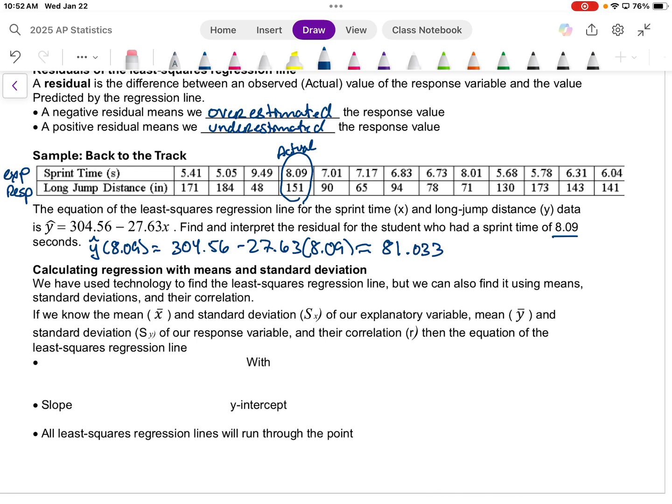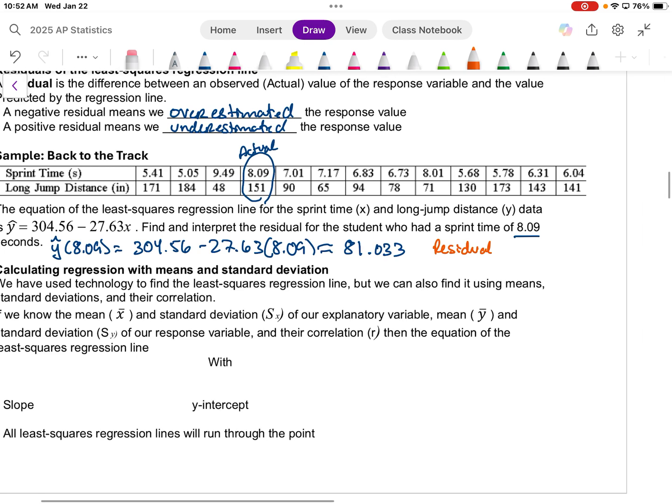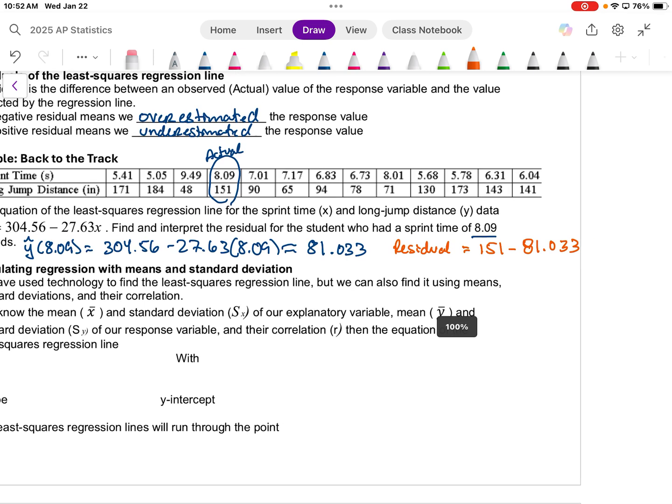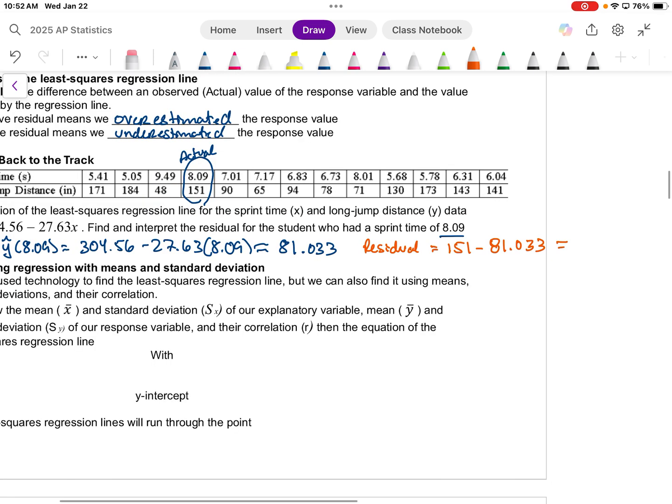Now, as I look at the residual, the residual is the actual. The actual was 151. Subtract off the prediction, 81.033. And then I find out what that works out to be. That works out to be 69.666 repeating.